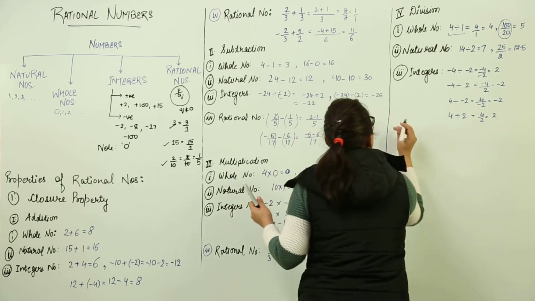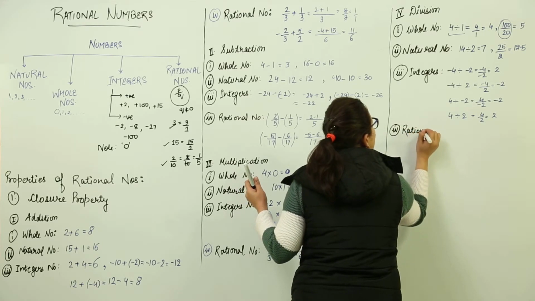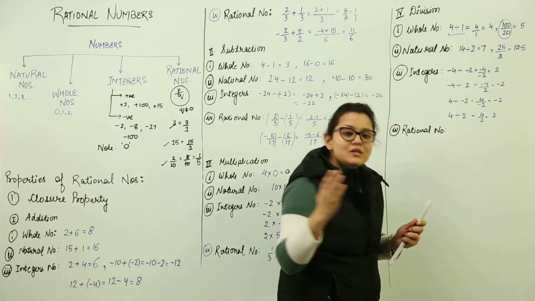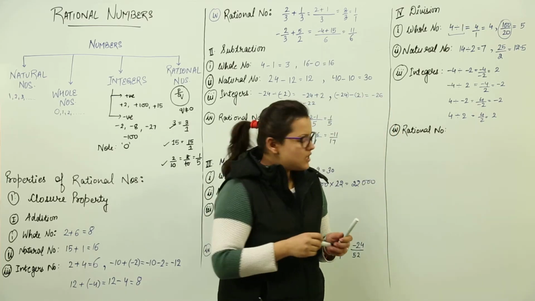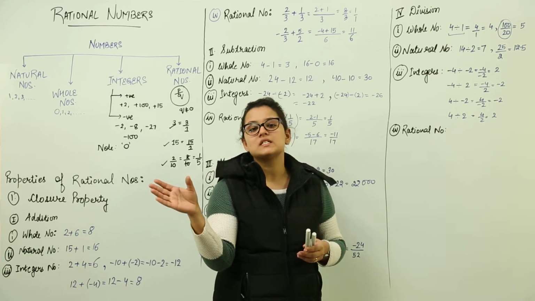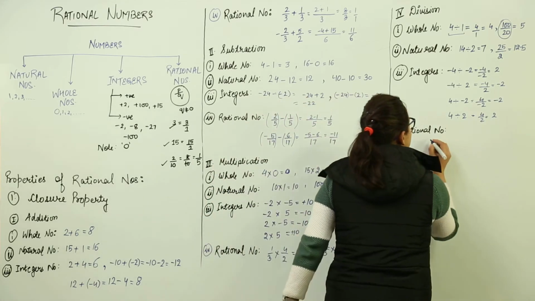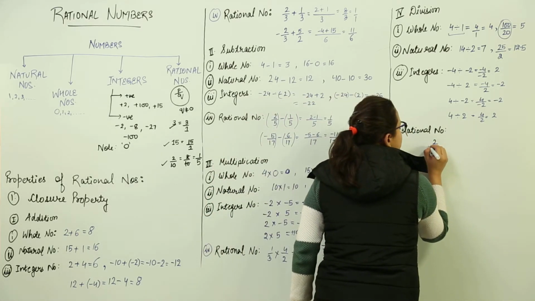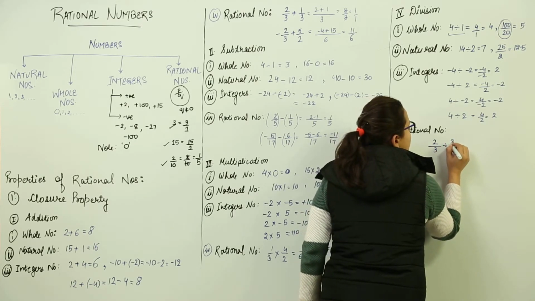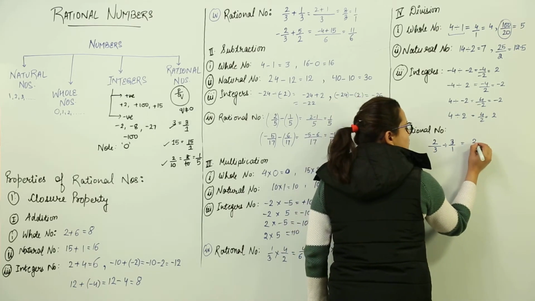Next case would be rational numbers. Now I hope you are familiar with the division of rational numbers because we have been doing fractions in our earlier classes. So rational number division would be the same as we have been discussing for fractions, right? So let us take two examples. For example, 2 upon 3 divided by 3 upon 1. Now what is this answer going to be? How do we solve this?